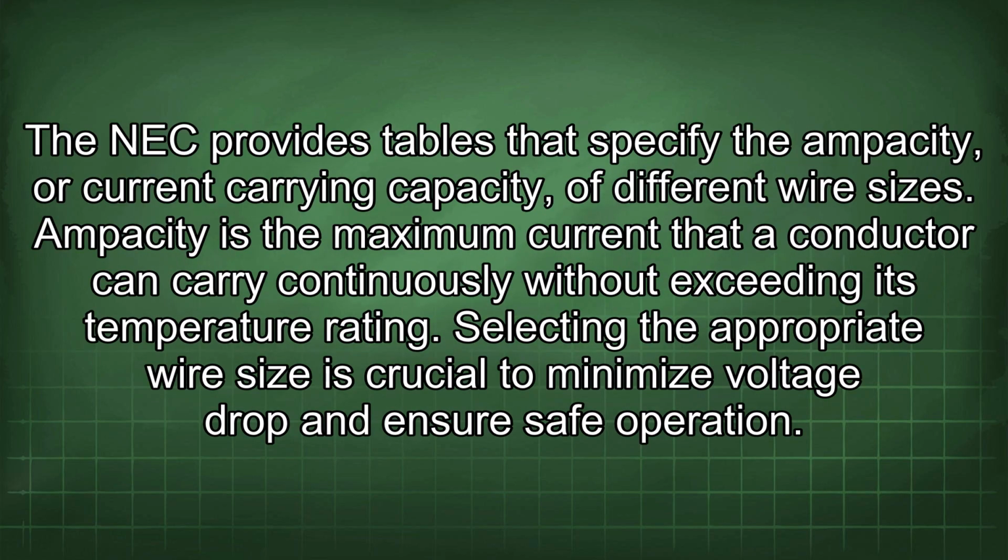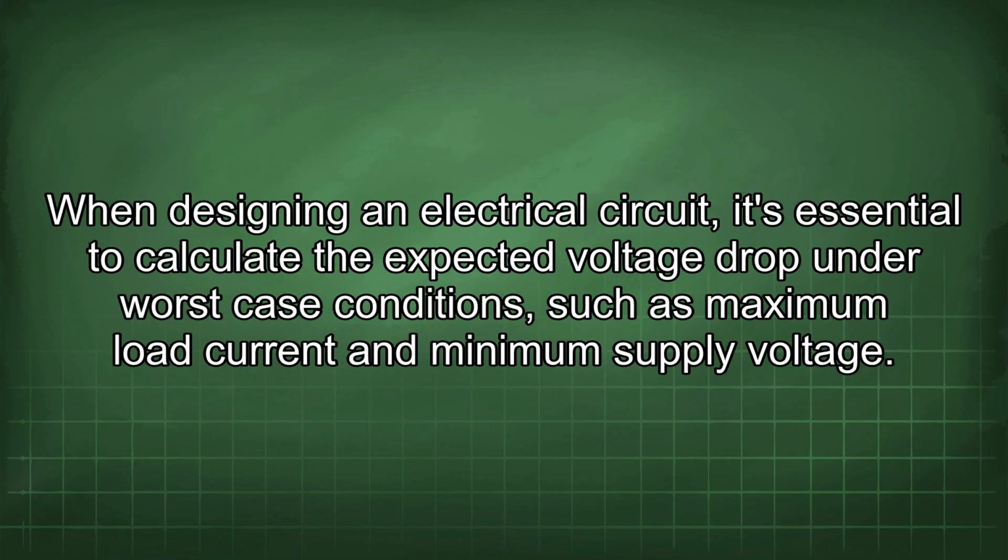The NEC provides tables that specify the ampacity, or current carrying capacity, of different wire sizes. Ampacity is the maximum current that a conductor can carry continuously without exceeding its temperature rating. Selecting the appropriate wire size is crucial to minimize voltage drop and ensure safe operation. When designing an electrical circuit, it's essential to calculate the expected voltage drop under worst-case conditions, such as maximum load current and minimum supply voltage.